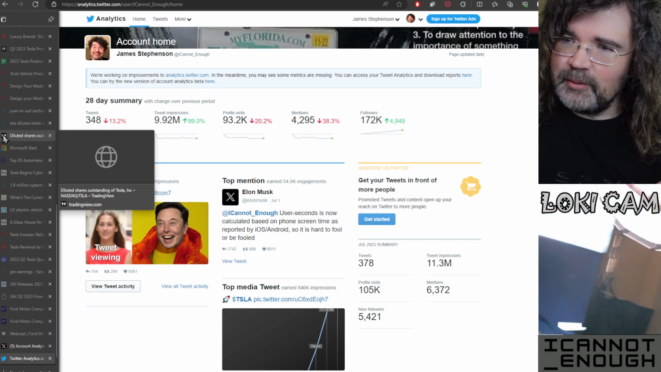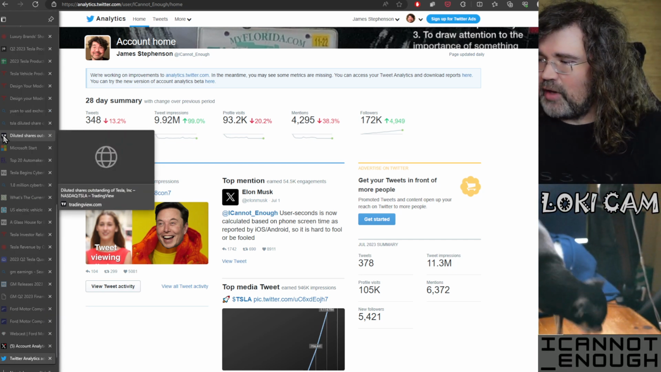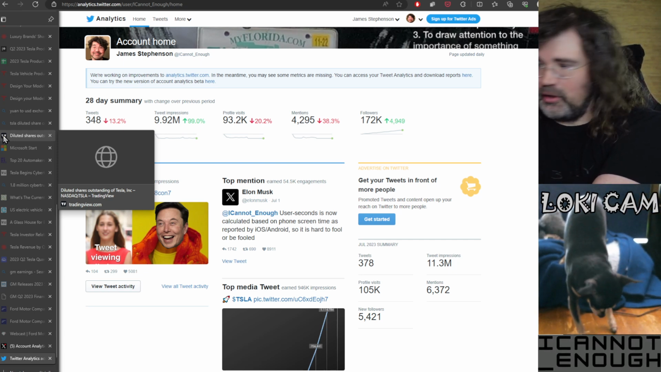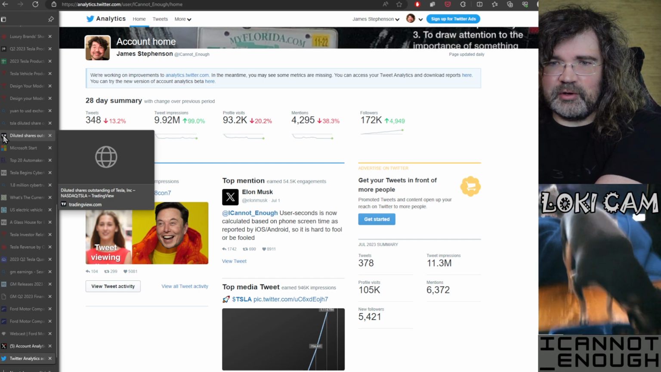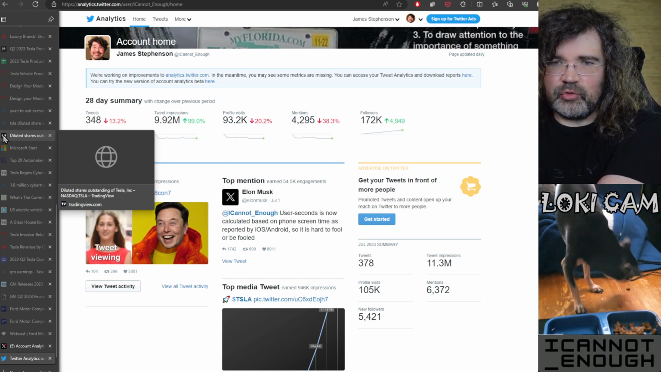Let me move the camera as Loki has decided to start sampling his breakfast here, as he often does. He gives it a minute or two before coming over to enjoy his breakfast.